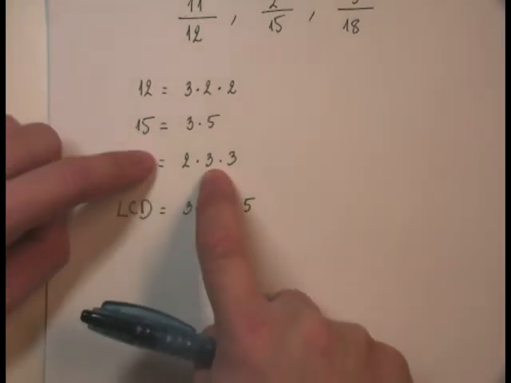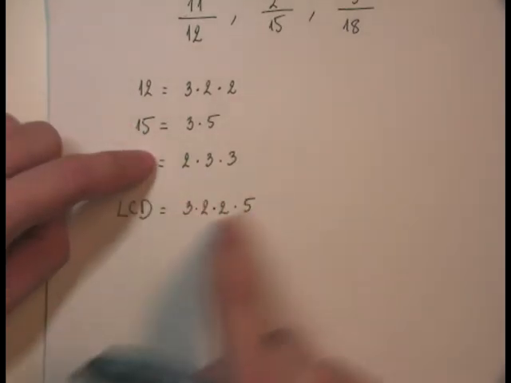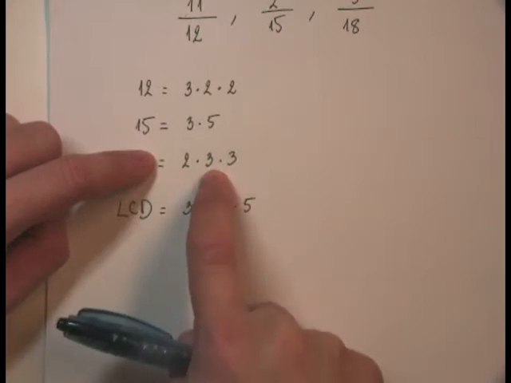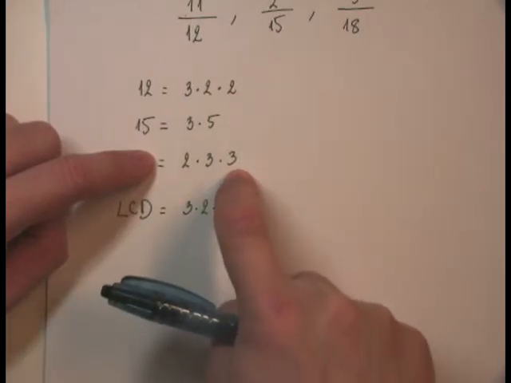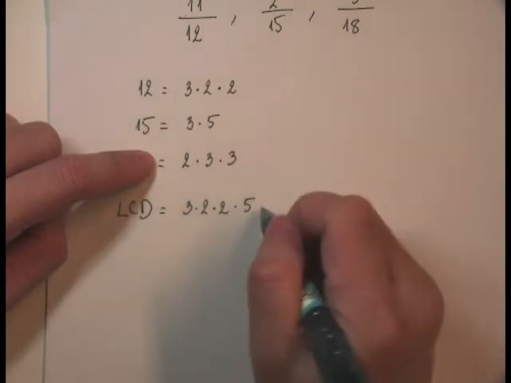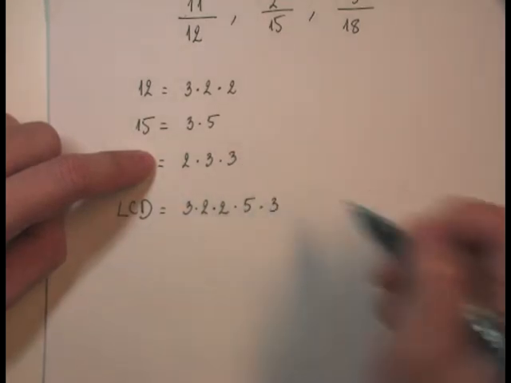Is 3 already on the list? Yes, it is. The 3 is right here, already on the list. So I do not need to multiply that 3. But when you look over to the last 3 right here, this 3 is extra. There's only one 3 in the list, so you need to multiply that extra 3 to the list.